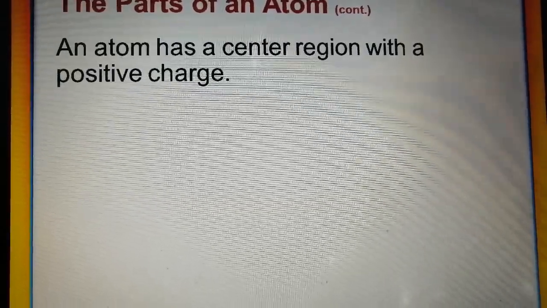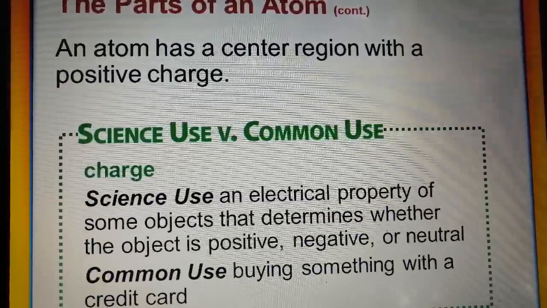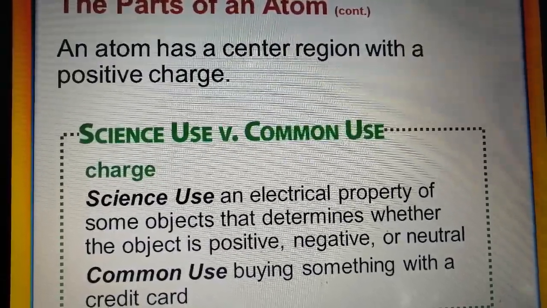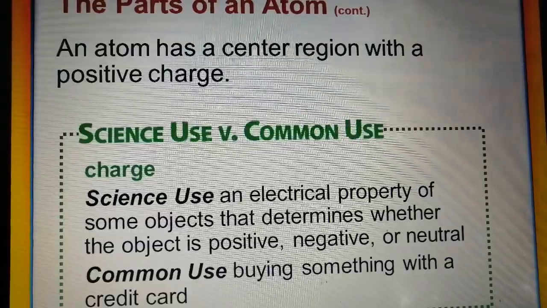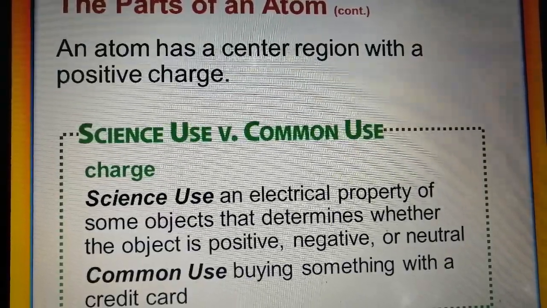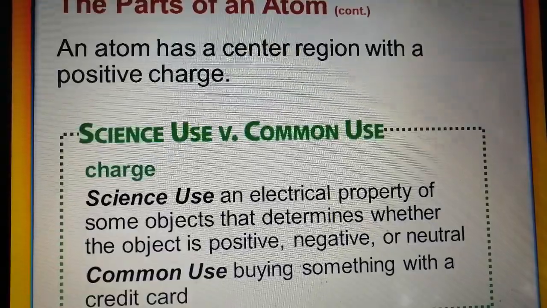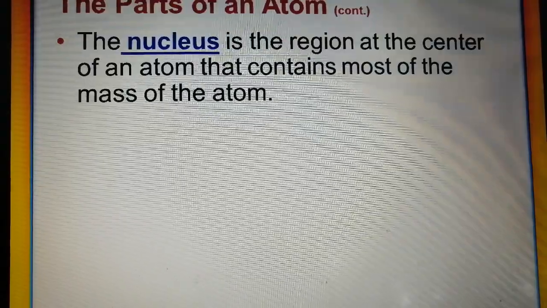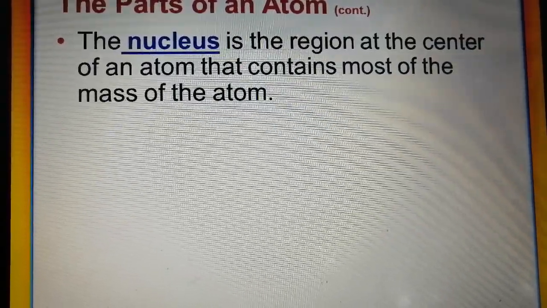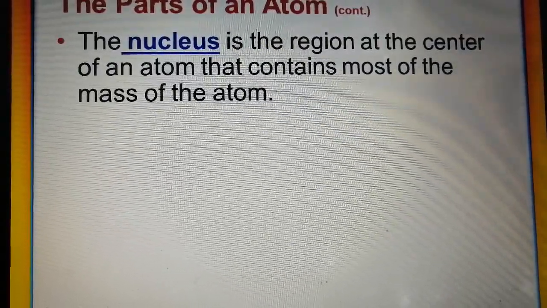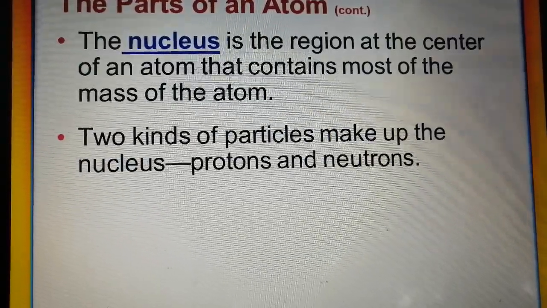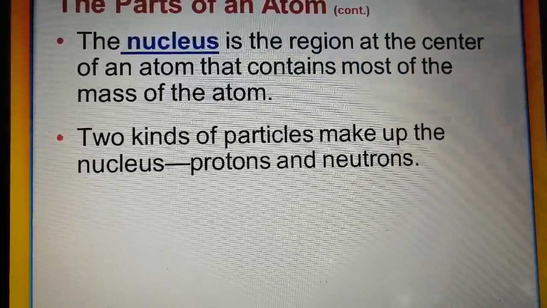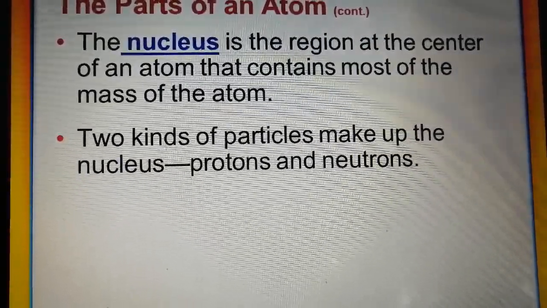An atom has a center region with a positive charge. Okay? Charge here means what? It means an electrical property of some objects that determines whether the object is positive, negative, or neutral. What is the nucleus? The nucleus is the region at the center of an atom that contains most of the mass of the atom. Two kinds of particles make up the nucleus, protons and neutrons. So we have two particles inside the atom.